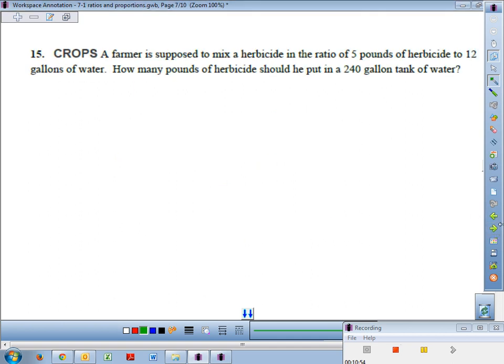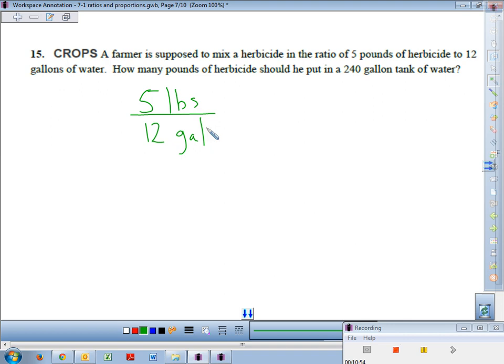A farmer is supposed to mix a herbicide in the ratio of 5 pounds of herbicide for every 12 gallons of water. So we'll write a ratio with that information. 5 pounds for every 12 gallons. The labels aren't the most specific thing. It could have been like 5 herbicide for every 12 water or whatever. You just got to have something to distinguish the difference between those two concepts right here.